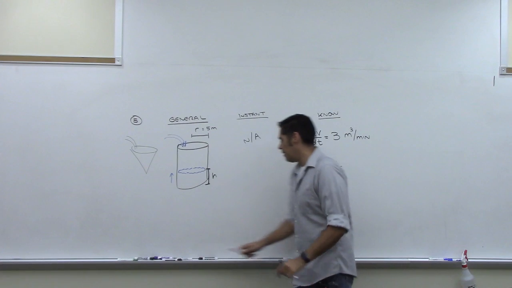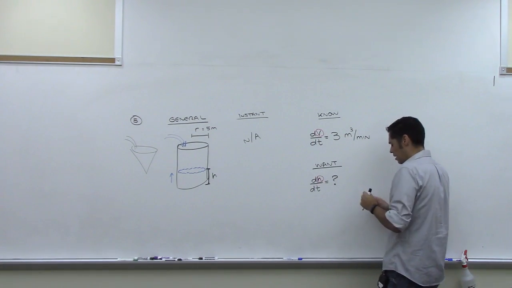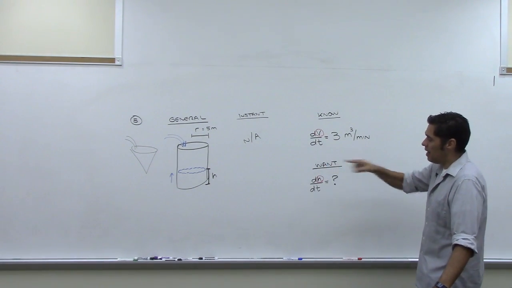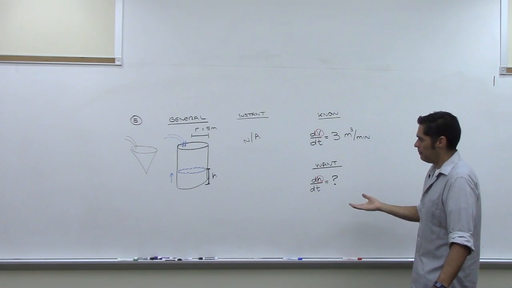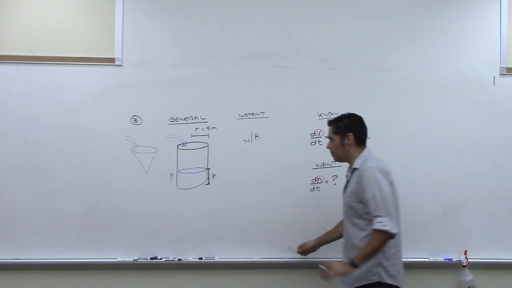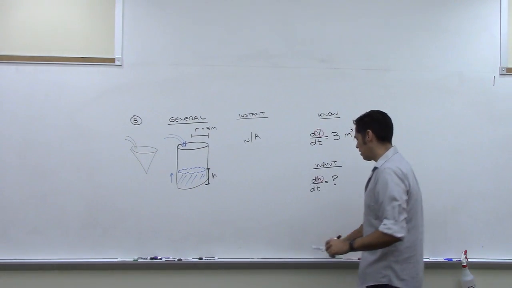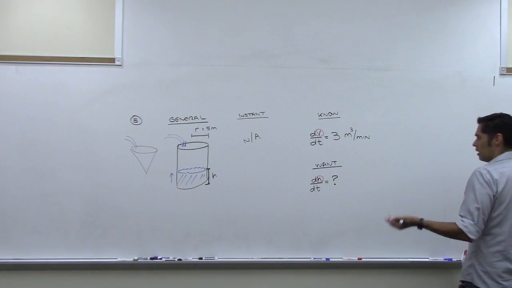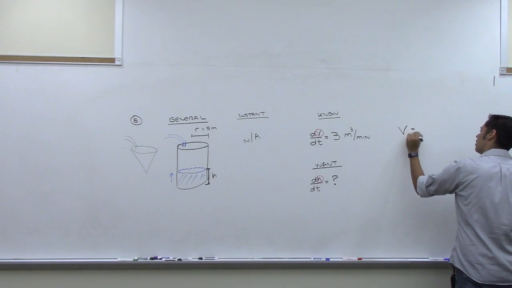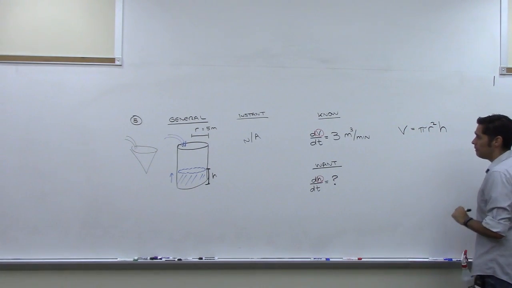What I want to do now is come up with an equation that relates this and this. So how is the volume of a cylinder related to its height? I'm talking about the volume of this piece right here, not the volume of the whole tank. So what's the volume of that blue piece? Well, if you look in your book, you'll find that the volume of a cylinder is V = pi r squared h.